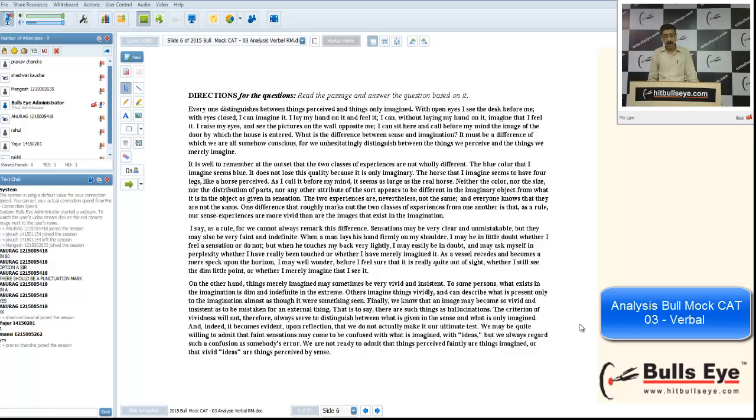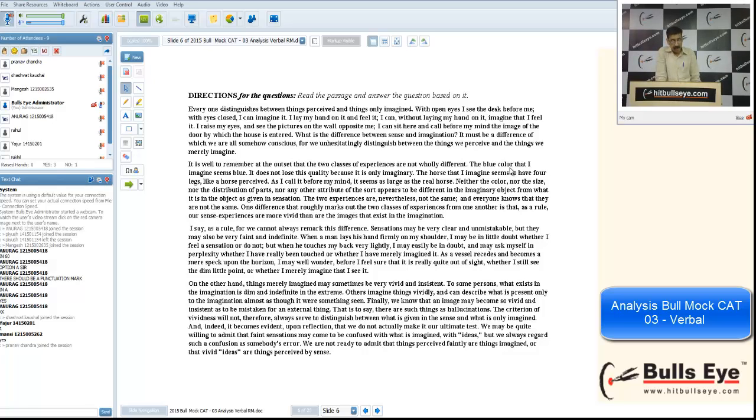Now in the second paragraph, the first line says, it is well to remember at the outset (outset means beginning) that these two classes of experience, sensing things and imagining things, are not wholly different. Getting my point? In the second paragraph, the essence revolves around that these two are not wholly different. The blue color which I imagine seems to be like the blue which I saw and sensed. Sense and imagination are kind of overlapping.